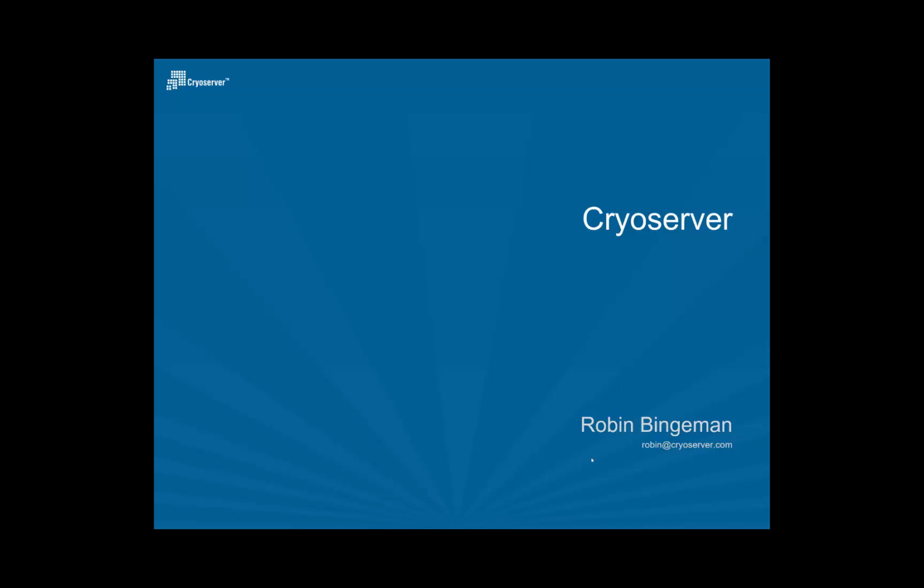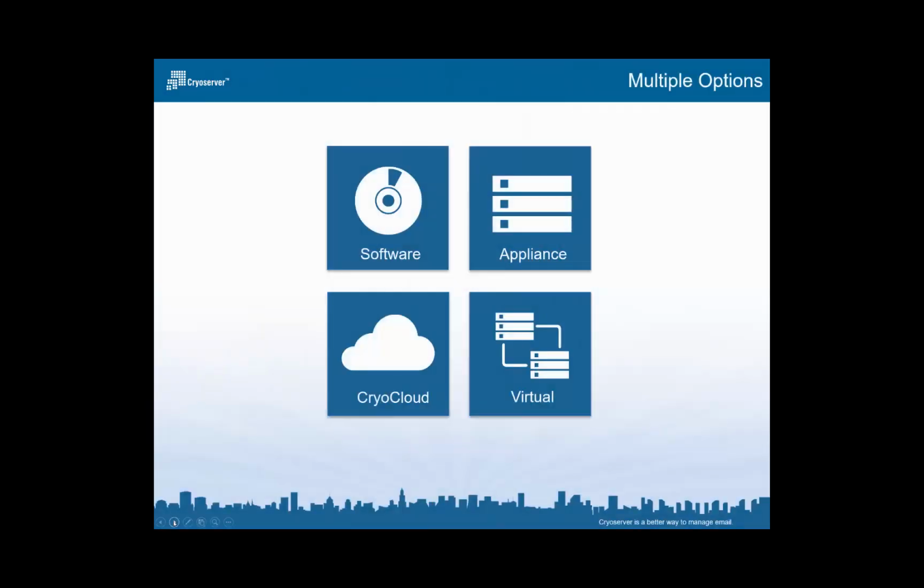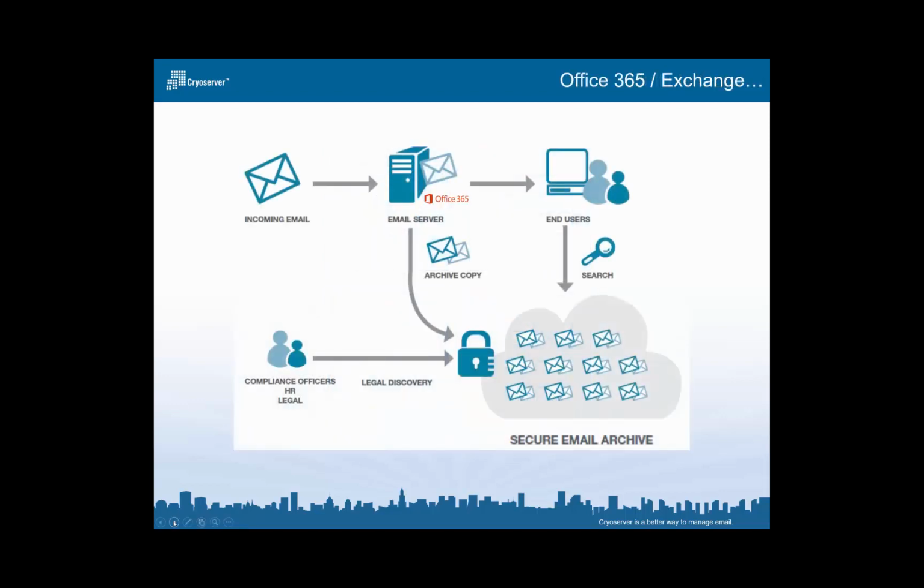Cryoserver are email archiving experts. Cryoserver can be delivered to the marketplace either as an on-premise solution or delivered as a cloud offering. Very popular today is Cryoserver in the cloud, where we can work with Office 365, Exchange, and many other different mail systems, where we receive a real-time feed of all emails sent in, out, and around an organization and store it in a secure, tamper-evident email archive environment.